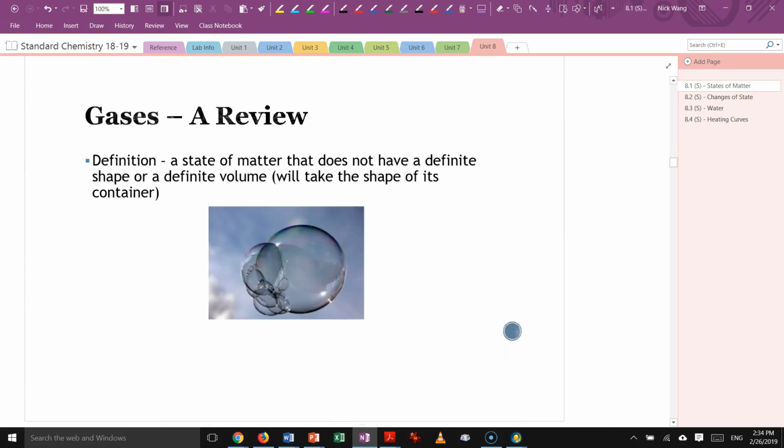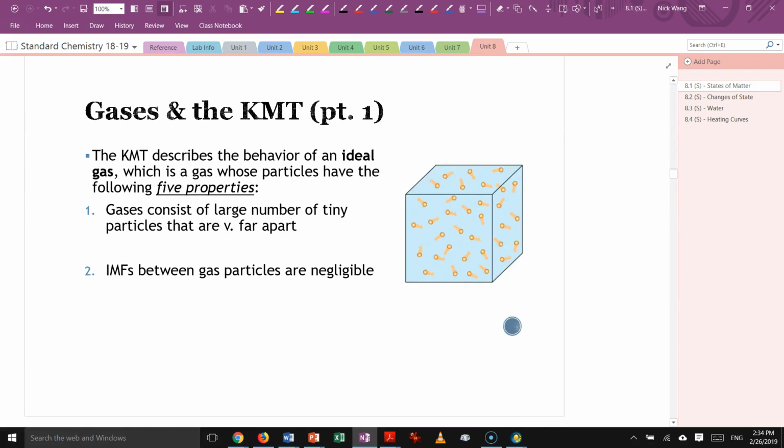We're going to take kinetic molecular theory, the theory that particles can explain why things behave the way they do on a larger scale, and apply that to gases. One quick definition you might remember: a gas is a state of matter that does not have a definite shape or a definite volume. It'll take the shape of its container, whatever it might be, but it also doesn't have a definite volume because it can expand and contract depending on the size of your container.